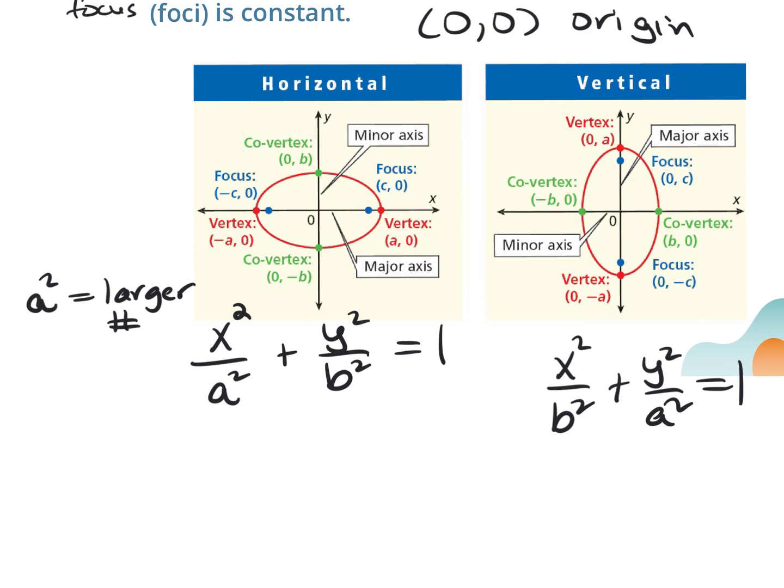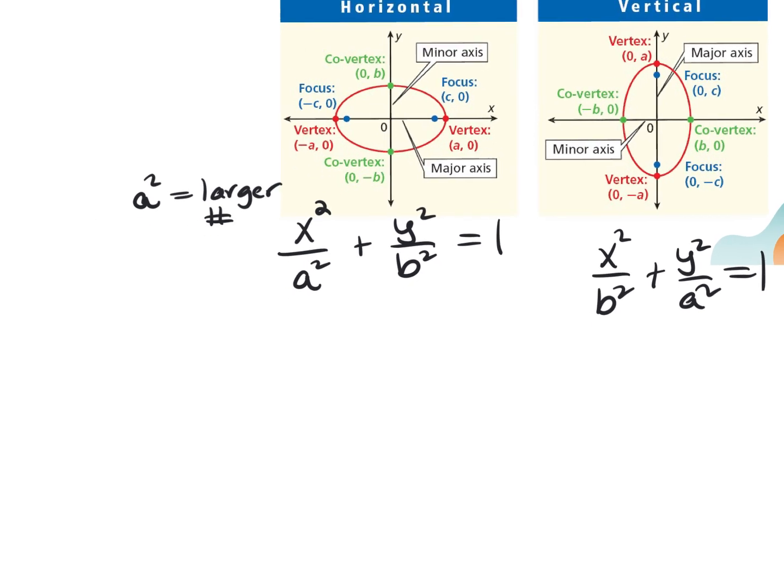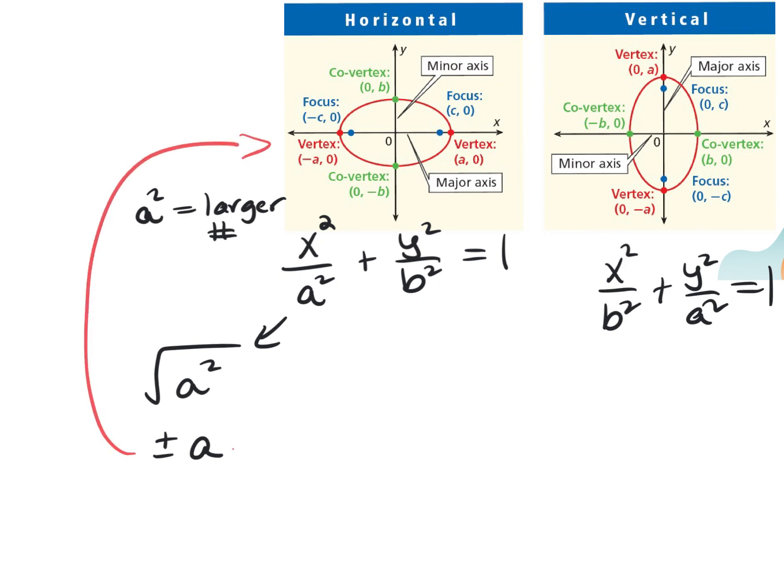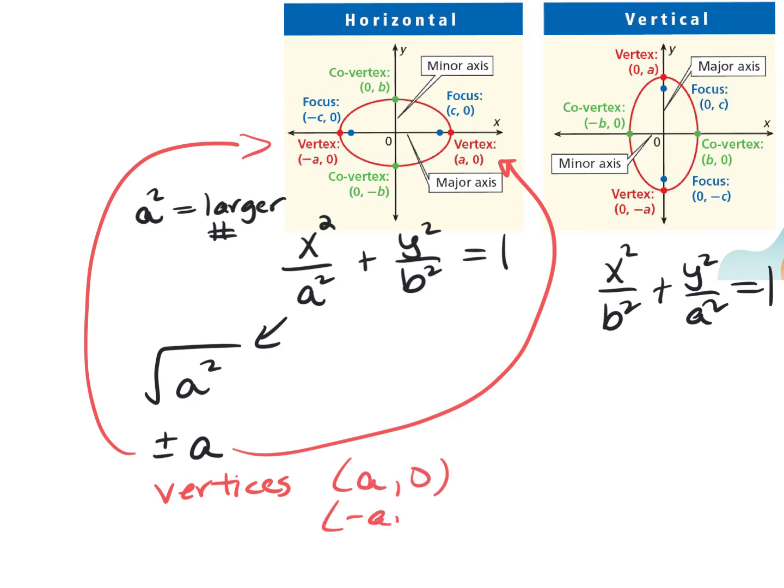This is going to be different from what we've seen before. When we want to find the vertices, I take my a squared number and square root it, which gives me both positive and negative a. In the picture in red, that gives me the ordered pairs for my vertices. When it's at the endpoint of the major axis, it'll be (a, 0) and (negative a, 0). We find that a value by square rooting the a squared value, and it's always the bigger one.